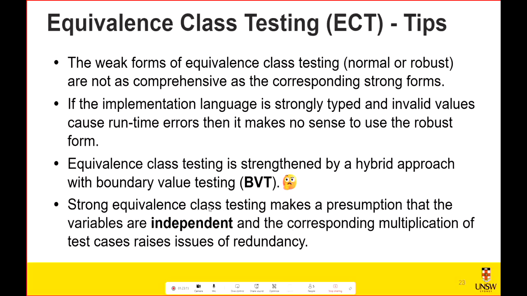However, if the variables are not truly independent, we may cause some redundancies when we create strong equivalence class testing, because for strong equivalence class testing, we need to combine different equivalence classes together, and if they are not truly independent, then we are creating a lot of invalid test cases, right? Because of the internal connections of these different conditions. So we may have a lot of redundancy in the end if they are not truly independent.